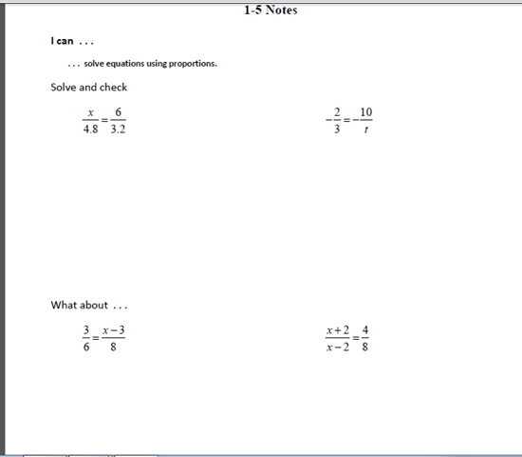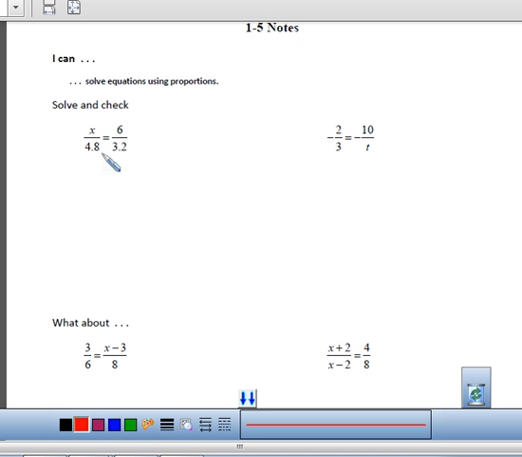Hello, welcome to the notes for lesson 1-5. This is equation solving using proportions. So the target for this is I can solve equations using proportions. This is from page 13 in your notes section of your binder. And let's go ahead and get started.